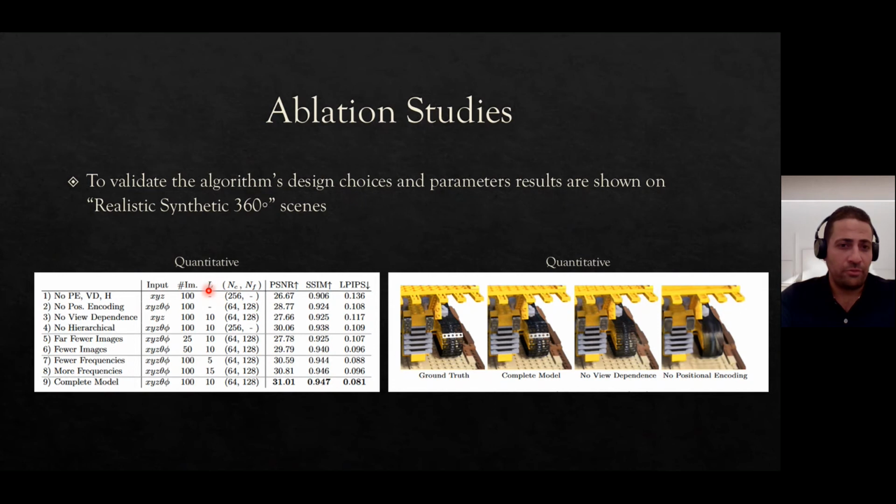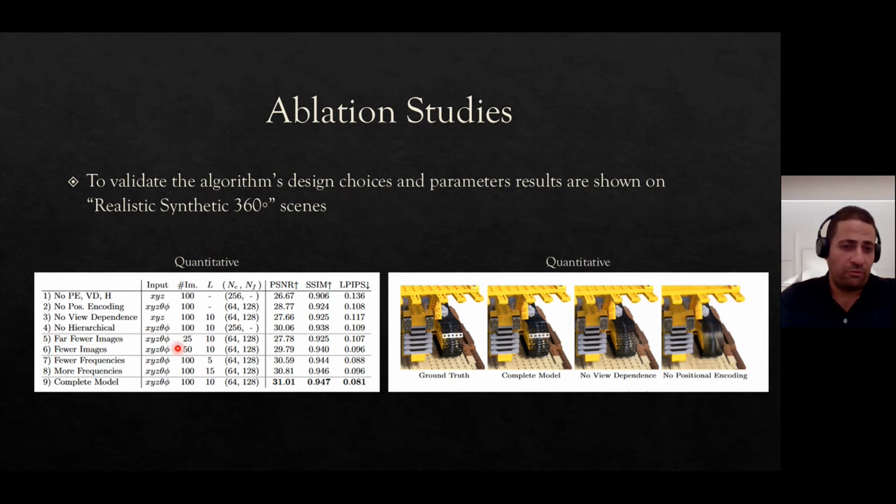There is no L. If you remember, L represents the order of the positional encoding. The number of images is 100, and there is no theta and phi because there is no viewing direction, just a function of the inputs. Now here, it's without positional encoding alone. Here, it's without view dependence alone. Here, without hierarchical sampling alone. So they do these tests.